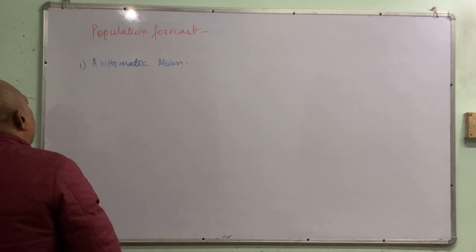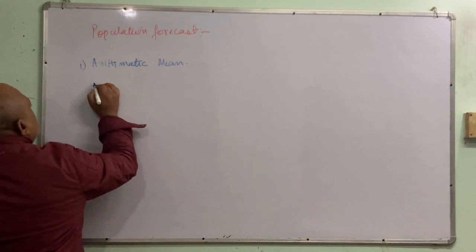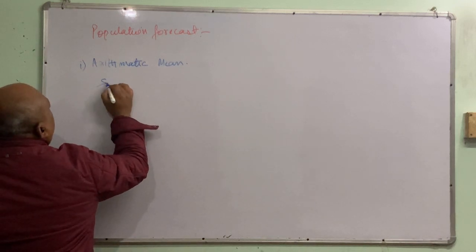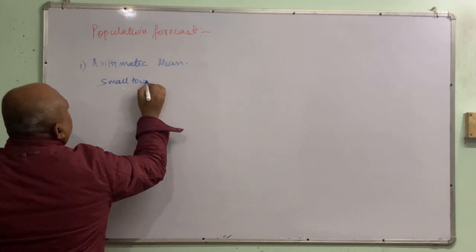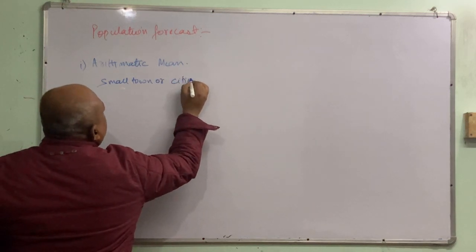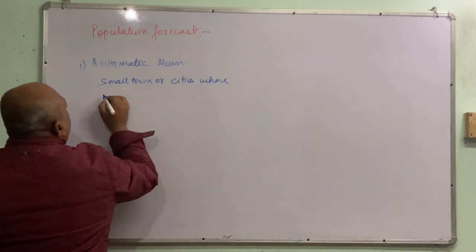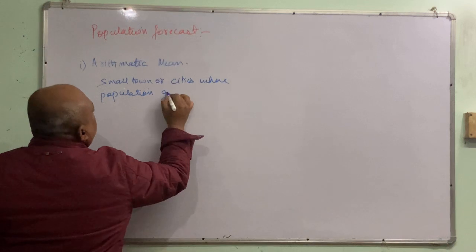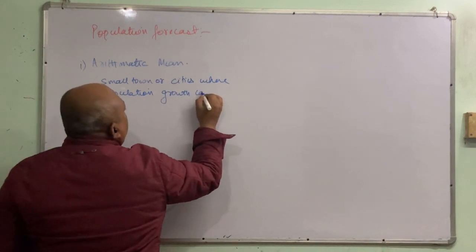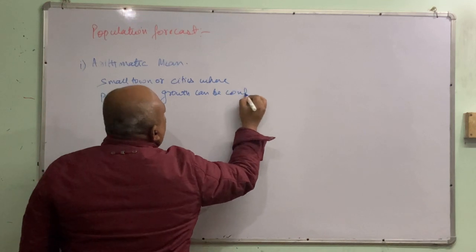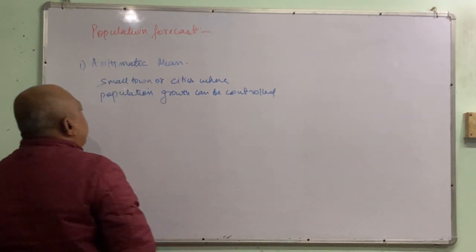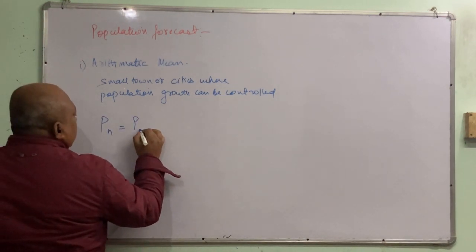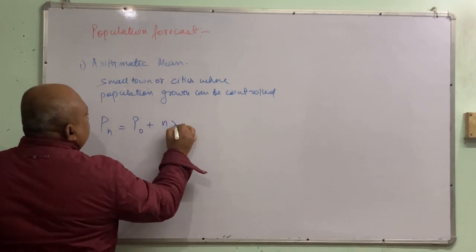Number one, arithmetic mean is used for small towns or cities where population growth can be controlled. And the formula is given by Pn is equal to P naught plus n x bar.